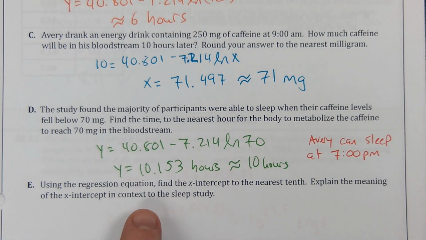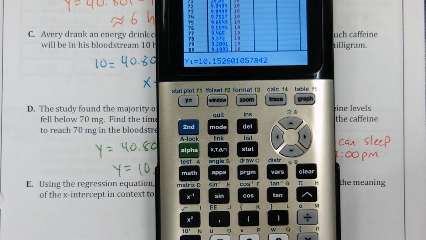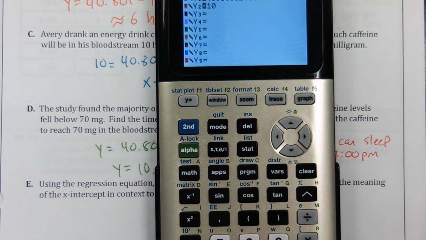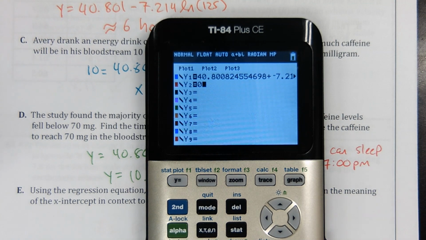Use the regression equation. Find the x-intercept to the nearest tenth. The x-intercept, where it crosses the x-axis. So when you're crossing the x-axis, that means y is 0. So what we're going to do is graph it, and we're going to see when this thing crosses the x-axis. Anybody want to take a guess at what the number should be close to? Should be close to 250.